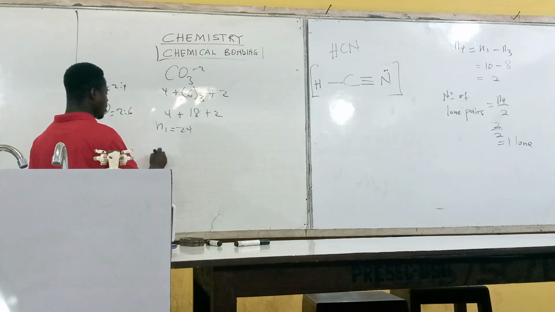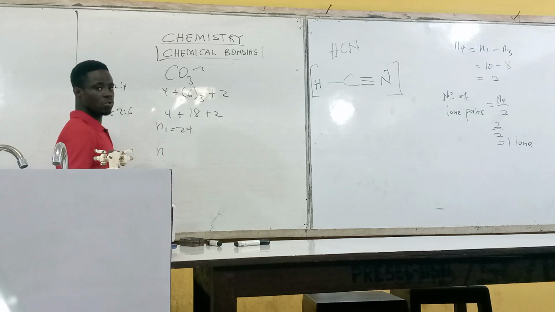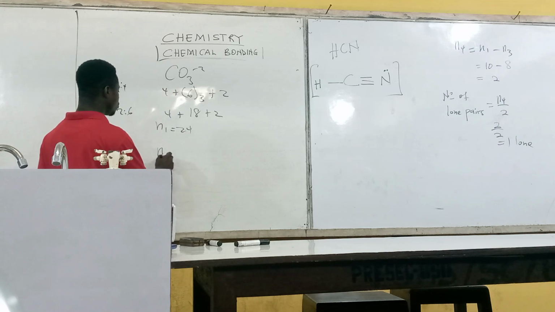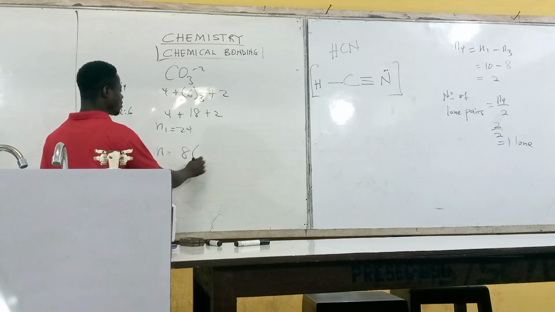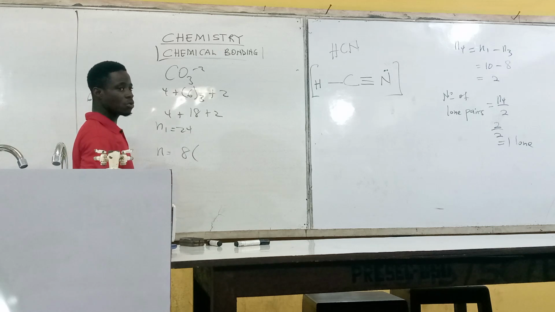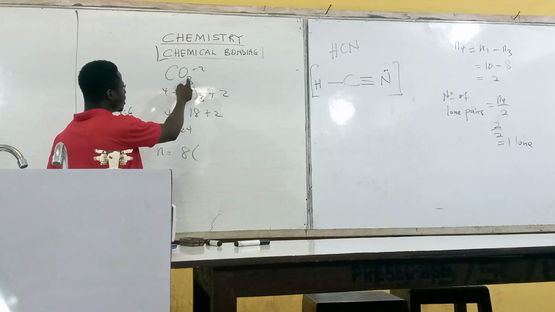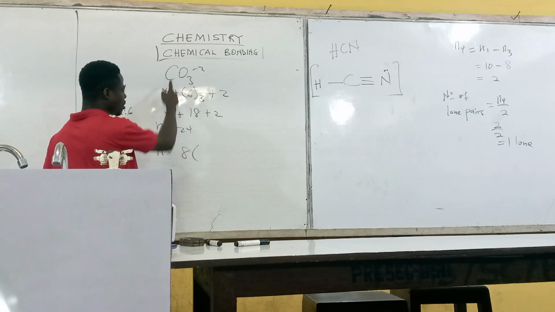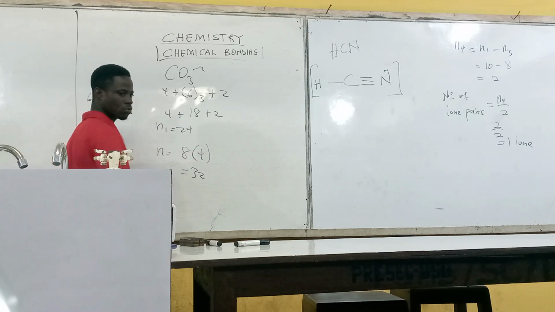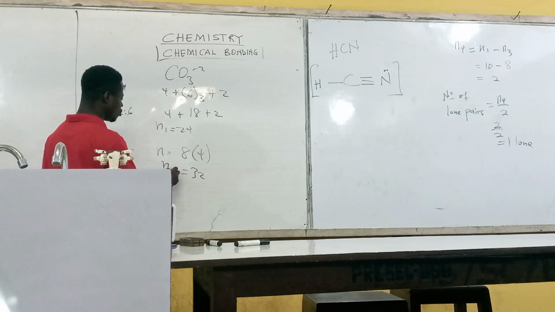Getting N2, we said we are using the formula, this time around 2 into bracket number of hydrogen atoms. There is no hydrogen for this, so we are just going to use 8 times the number of other atoms. Here we are talking of atoms and not elements. So we have 1, then this is 3. 3 plus 1 will give us 4. 8 times 4 is giving us 32. So this is 32 as our N2.